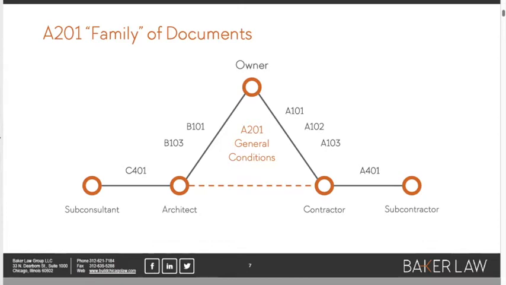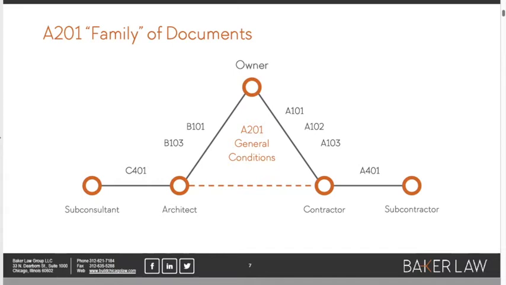Because the architect and contractor don't have an agreement with each other, there's a dotted line between them. And what holds them all together is the A201 general conditions document, which works with a number of different AIA contracts. I've set out some of the A series agreements. The A101, for example, is the flagship owner contractor agreement. If it's an AIA document that starts with the letter A, that means it's an owner contractor agreement. If you look to the left, the B101 is the flagship owner architect agreement.